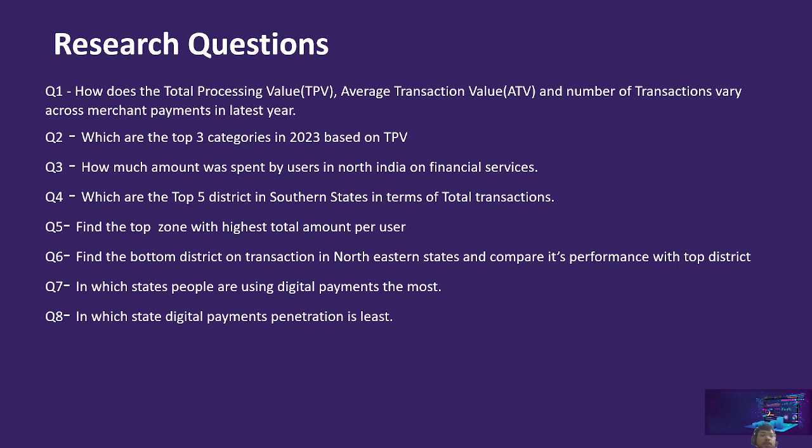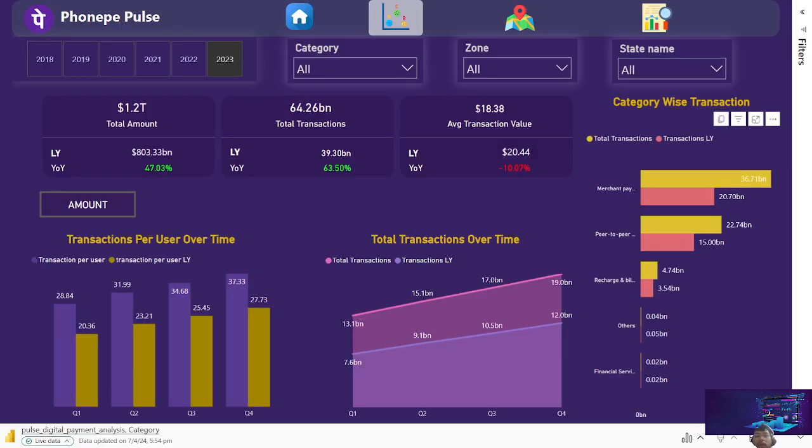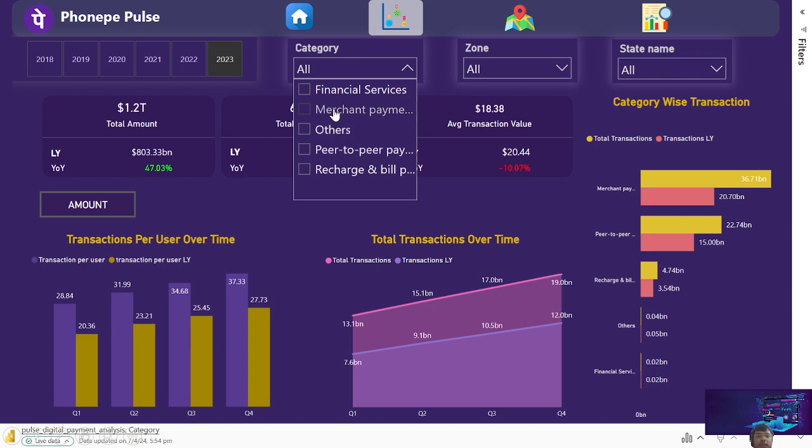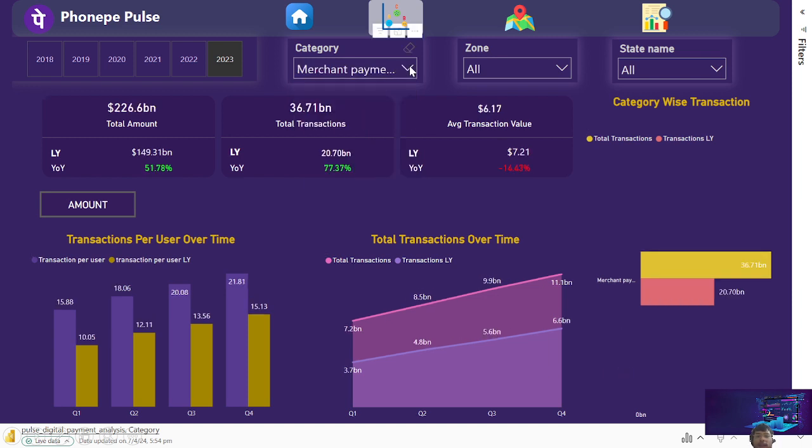The first research question is: how do the total processing value, average transaction value, and number of transactions vary across merchant payments in the latest year? Now, to answer this question, we will select merchant payments from our category filter. Then, as we can see, the total amount has increased by 51.78% as compared to last year, and its total value is 226.6 billion.